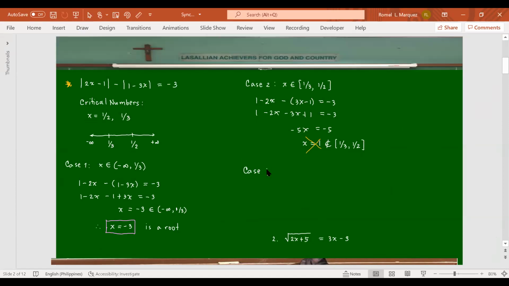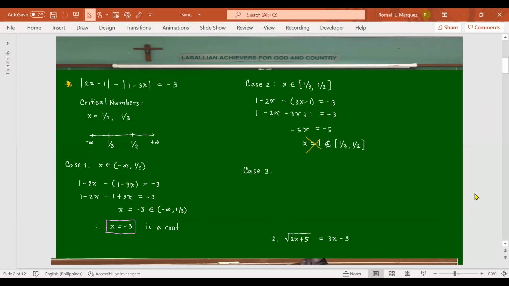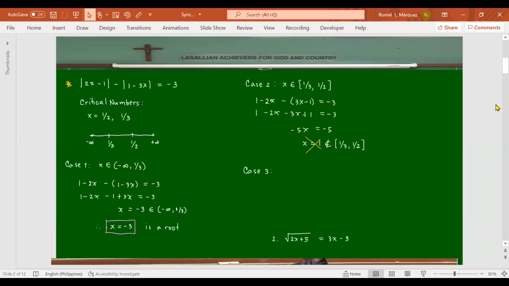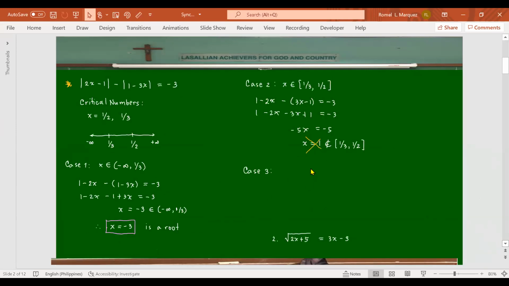Case 3. What is nice in this method is that you are reducing the number of possible roots. So we did not get any more this one. After all, it's not a root. So we are reducing the possible candidates only. This candidate, x equals 1, is the only one that appeared, which is not a solution. Actually, the negative 1/5, you did not anymore get from this case. After all, it's not a solution.